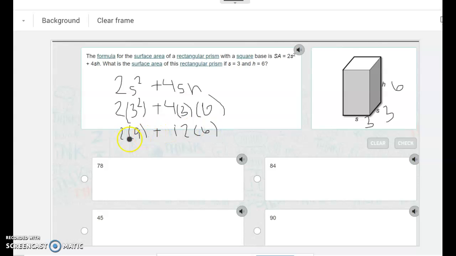Okay, so I'm going to multiply and divide from left to right. So I'm going to do this multiplication here. 2 times 9 is 18. And 12 times 6 is going to be, what is 12 times 6 going to be? Aubrey, go ahead and write that in the comments. What is 12 times 6 going to be?